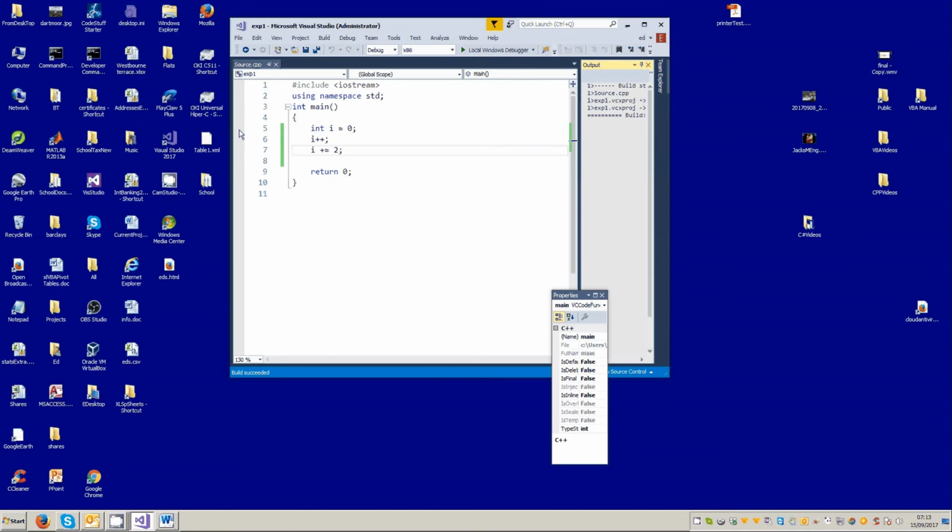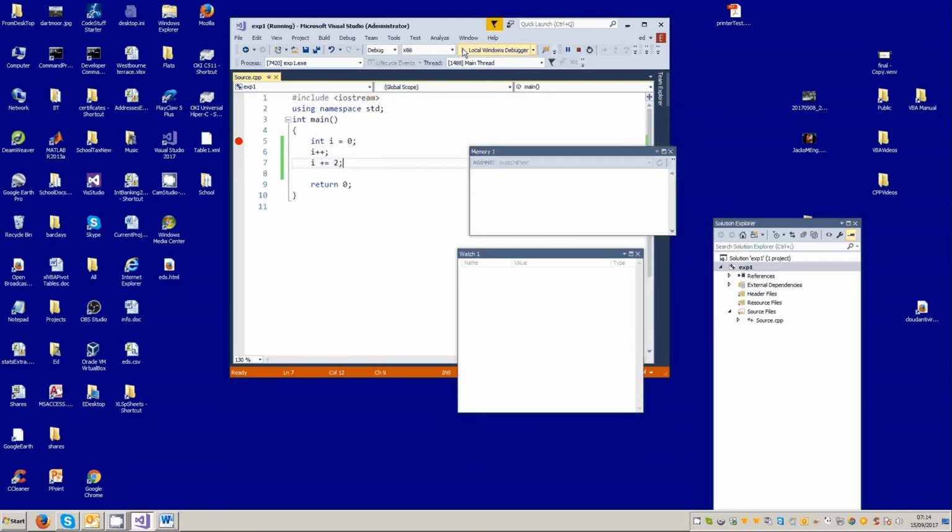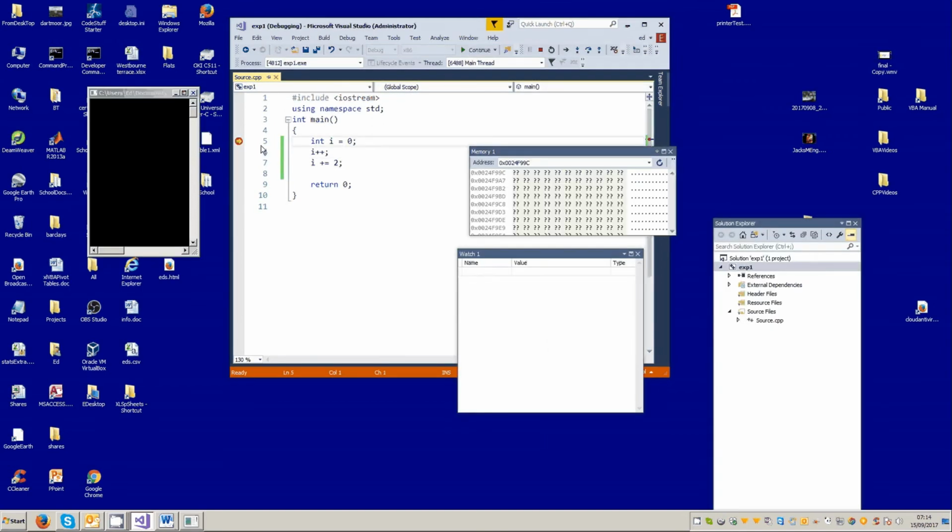What I'm going to do is to run it down to here using a breakpoint. So I will click the run button and it will stop at that position. Now I has got no value at the moment. If I were to press F11, then that will single step down to the next line, and I has got the value of 0, as you can see at the moment.